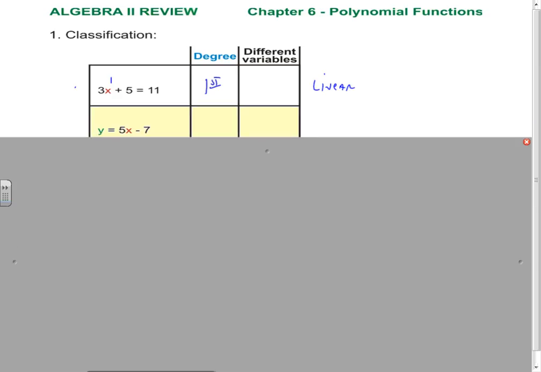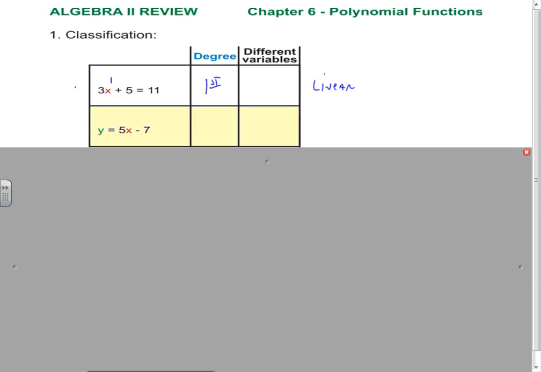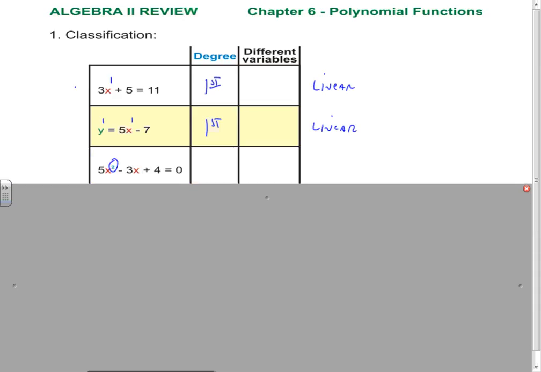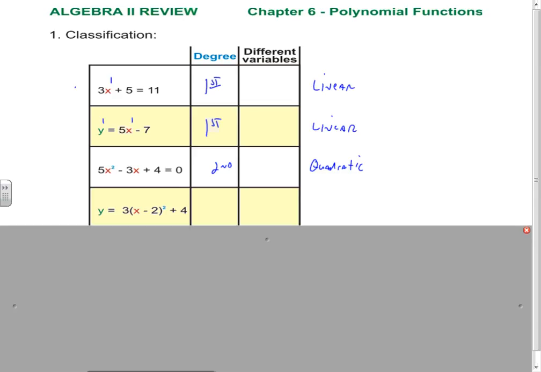So let me go to the next one. Again, you can see that the variables, both of them, are to the first power. This is first degree, and therefore it's linear. All right, I'm going to continue down. Notice here, we've got a variable to the second power, it's second degree, and this is quadratic. So second degree is quadratic. Next example, same thing. Remember that exponent is going to apply to that variable, and so this is a variable squared, second degree, and it is quadratic.